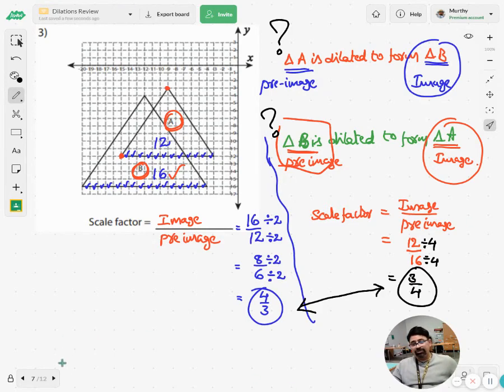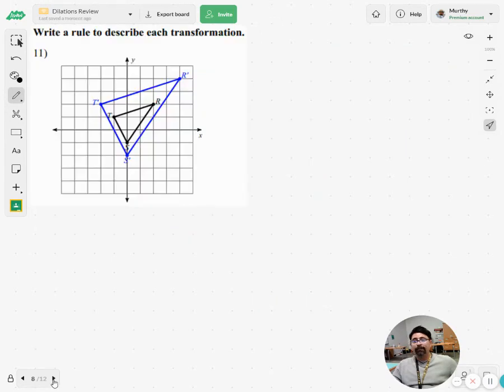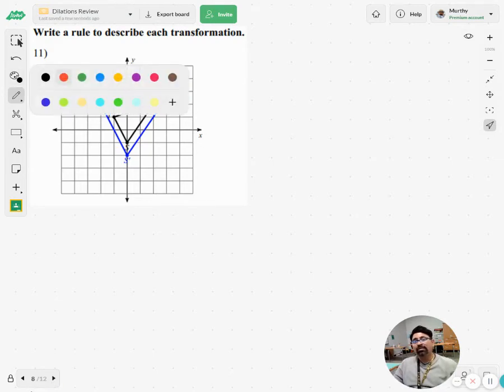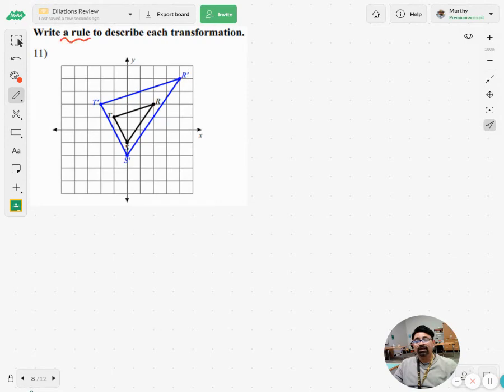Okay, next, moving to the next one. Write a rule to describe each transformation. Friends, write a rule means, as I already mentioned earlier, technically the question is find the scale factor. Find the scale factor. So scale factor equals SIP. So I stands for image, P stands for pre-image.